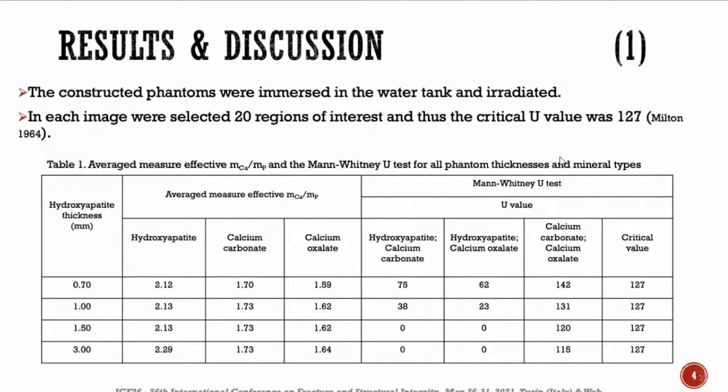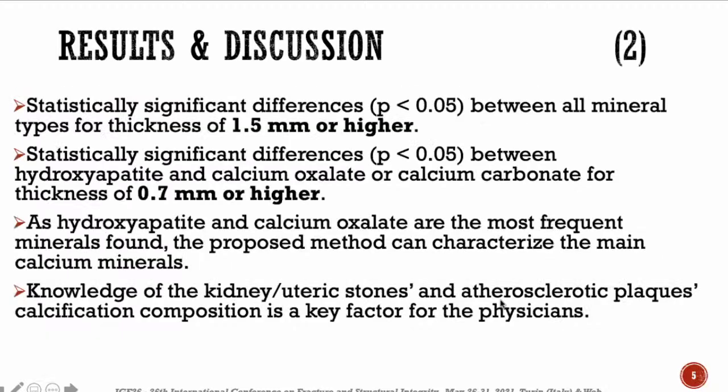Statistically significant differences between all the minerals were found for thickness of 1.5 millimeters or higher, while when hydroxyapatite was to be differentiated from calcium carbonate or calcium oxalate, the thickness was diminished to 0.7 millimeters or higher. Since hydroxyapatite and calcium oxalate are the most frequent minerals found, the proposed method can characterize the main calcium minerals and help the physicians, since the knowledge of either the kidney or ureteric stones or atherosclerotic plaques calcification composition is a key factor for them.